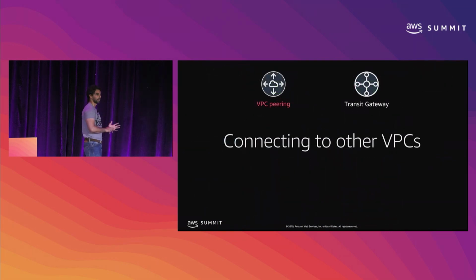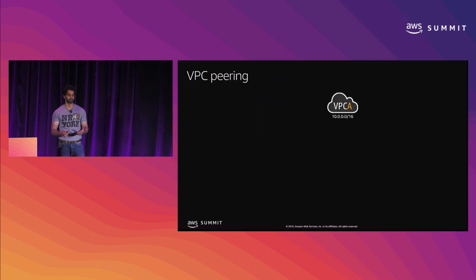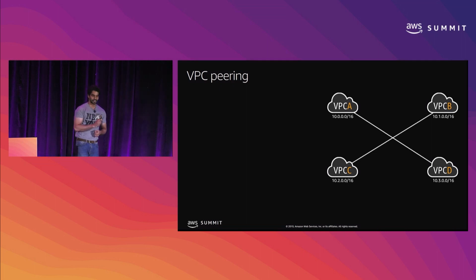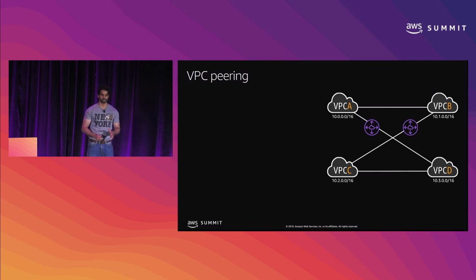So this was connecting to the internet. How about connecting to other VPCs? That's where VPC peering comes in. VPC peering is the simplest and most straightforward way of connecting two VPCs. You have VPC A, VPC B, and you want to connect them. Oh, we also have C and D, we should not forget about them. You want to connect them, we just do the peering. More peering, and then more peering.